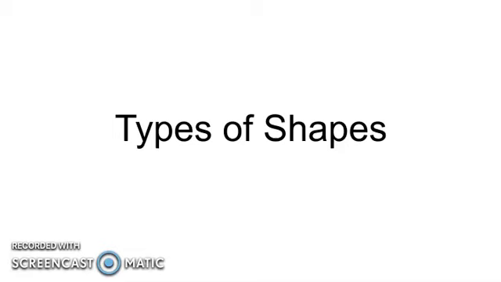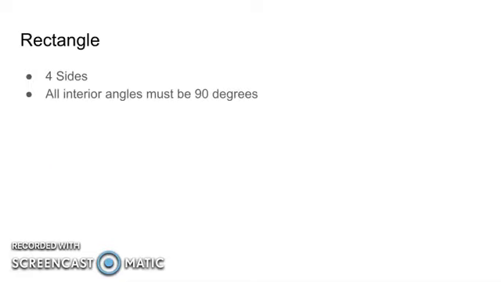Okay, so in this video, I'm going to be talking about the types of shapes. In the previous video, I was talking about the basic definitions of shapes and some types of shapes. But here I'm going to go more in depth about these types of shapes, and more specifically, polygons, basically. So the first one we're going to discuss is the rectangle.